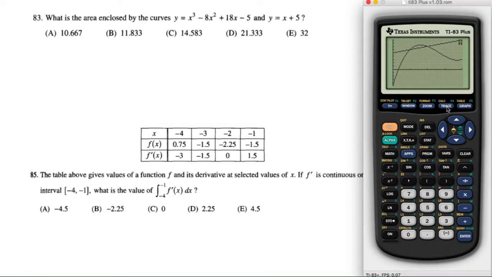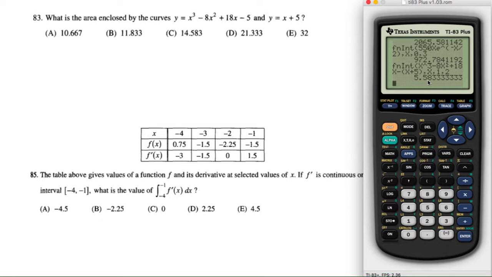But to double check that, second trace to do the intersect, 5, enter, enter. I'm going to guess about 1. And it is 1. And then you can check the other one as well. So enter, enter, I'm going to guess about 2. And it is exactly 2. So if I actually come back here, I can do my bounds from 1 to 2 and then be done with this.